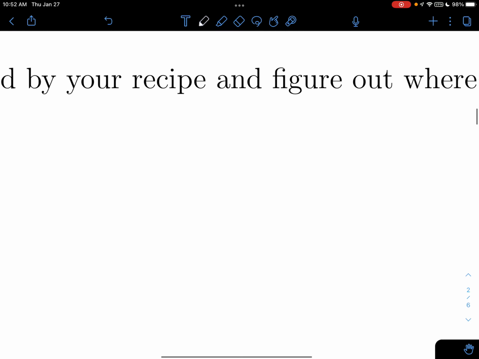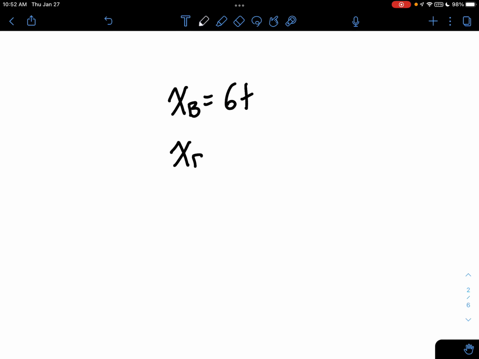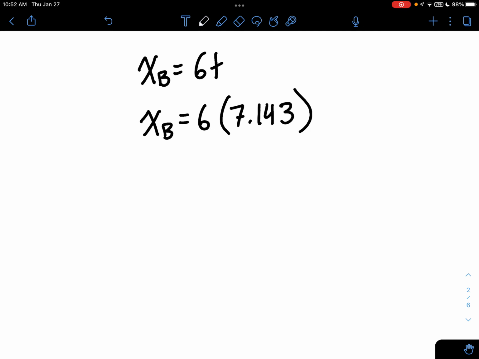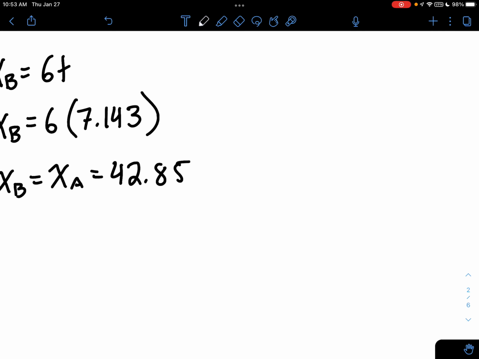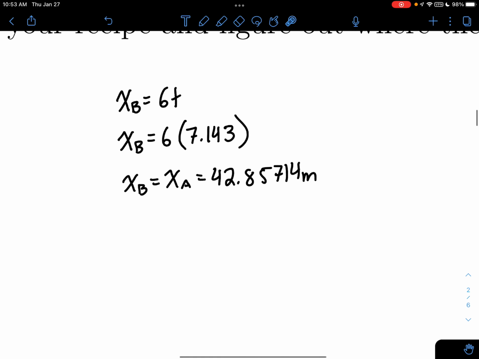All right, so we're going to get xB equals 6t. And then we plug in 6 times 7.143. All right. And multiplying all that out, we're going to get that xB, which should be the same as xA, is going to be 42.85714 meters. All right, and again, units are important, meters.